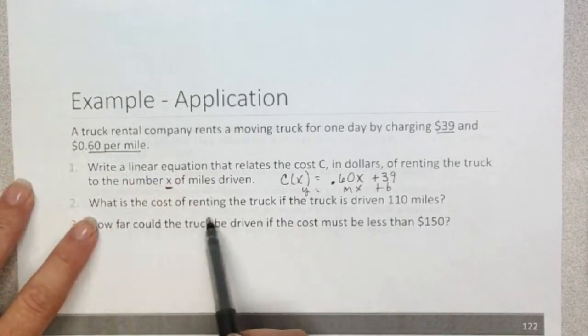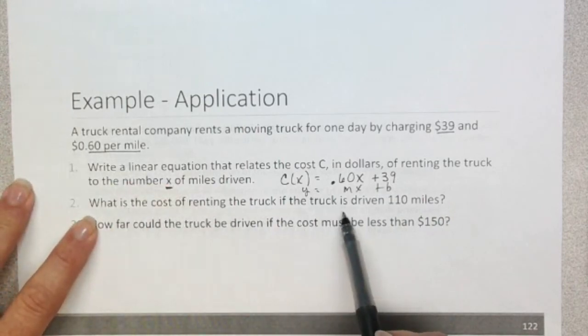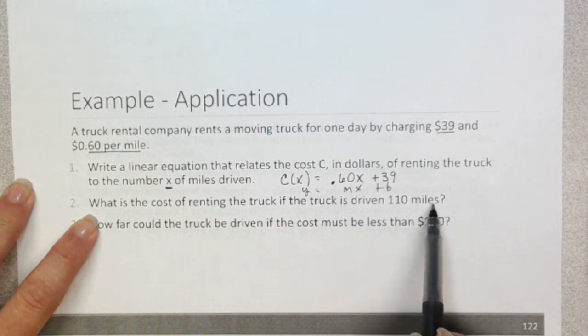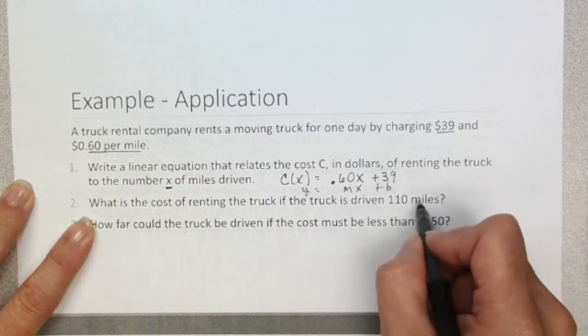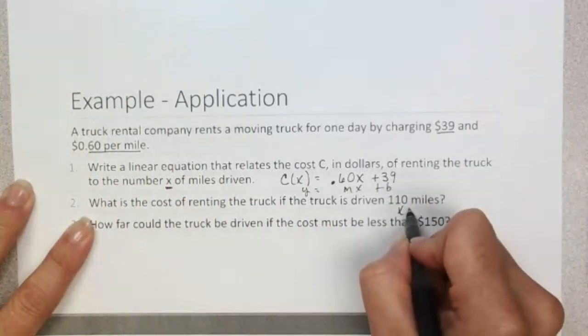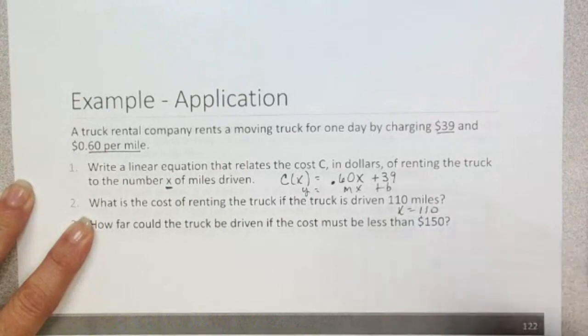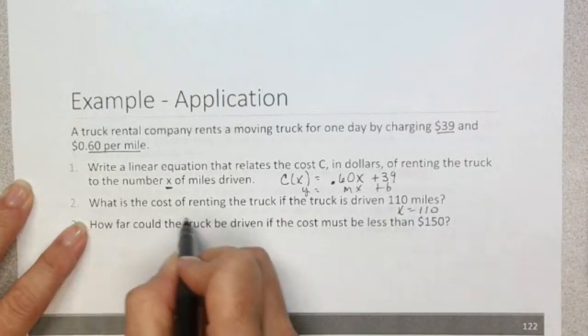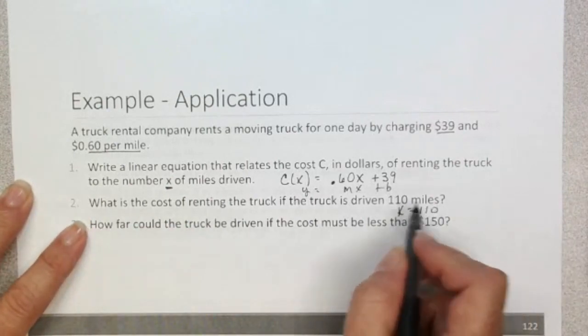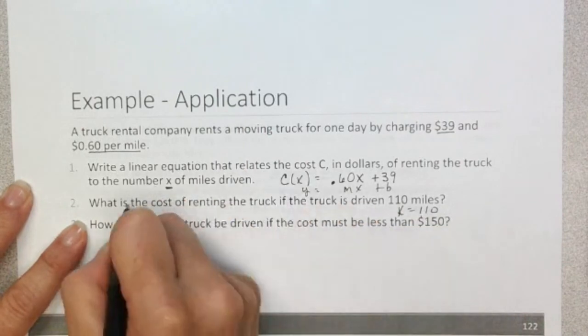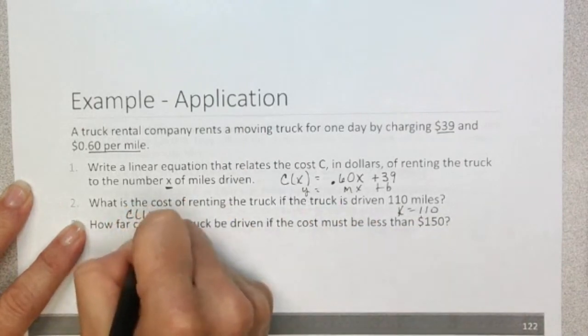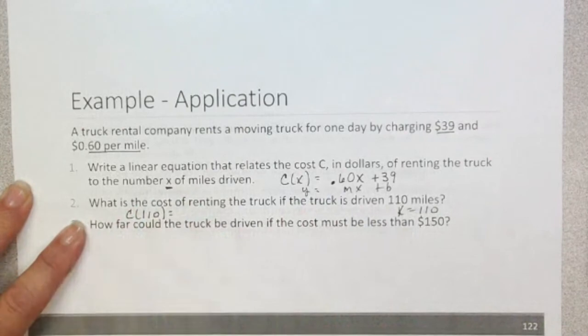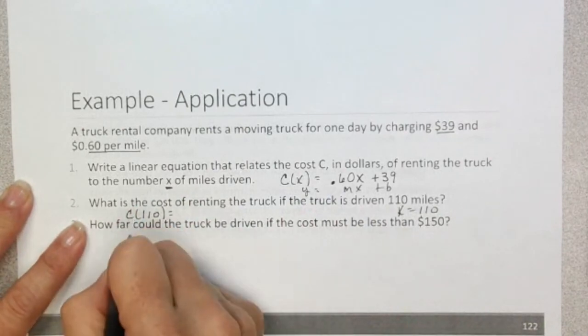But the second question says, what is the cost of renting the truck if the truck is driven 110 miles? That means that X is 110. I don't really have room to write this, but I can write over here. So what I want to find here is C of 110. I just want to evaluate this cost function when x is 110, to evaluate the cost of driving 110 miles.